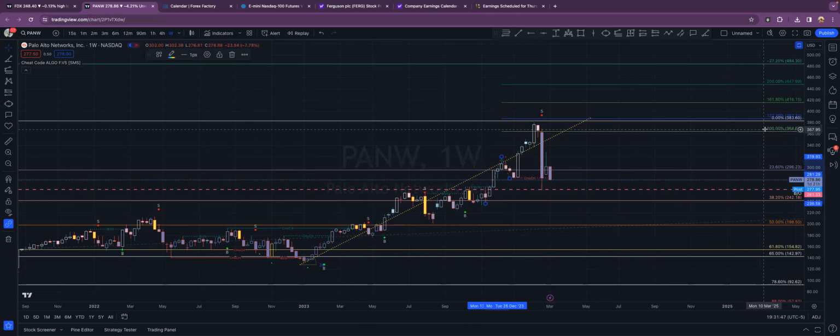Look at it. It hit your 100%, 127. It got stuck in between there. Notice after it closed above the 100% fib extension, it started having trouble with the 127. It couldn't get nowhere close to that. The moment it got close, you should have gone short. You know what I'm saying?